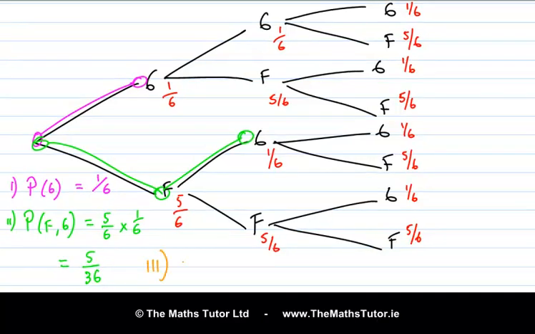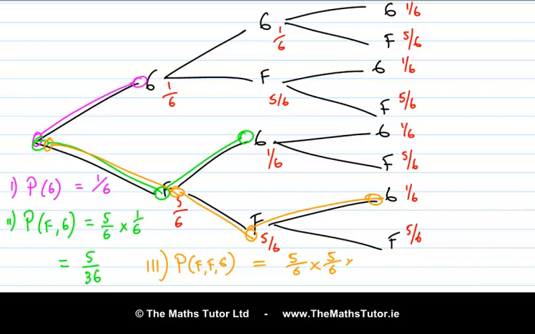Now for part 3, the probability of success on the third roll. Well, for that to happen, it means we must have failure, failure, and then a 6. Which means we must follow this branch, then this branch, and finally this branch. So 2 failures followed by a success. So the probability of that is 5/6 by 5/6 by 1/6. Which is 25 over 216.